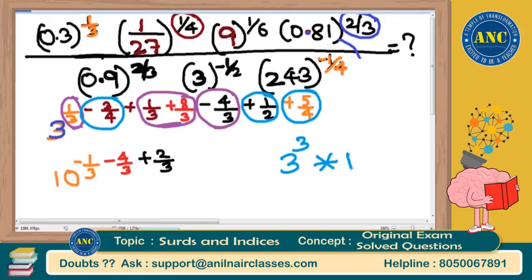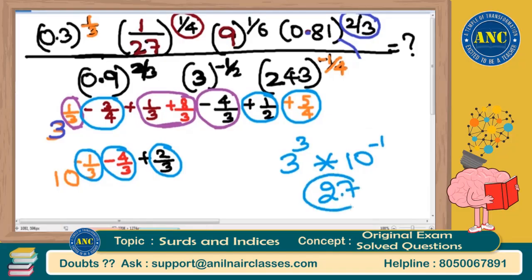Similarly here, it is 10 power 2 by 3 minus 1 by 3 is 1 by 3. 1 by 3 minus 4 by 3 is minus 3 by 3, which is minus 1. 27 by 10 is 2.7. I believe the idea is clear. Answer for this question is 2.7.